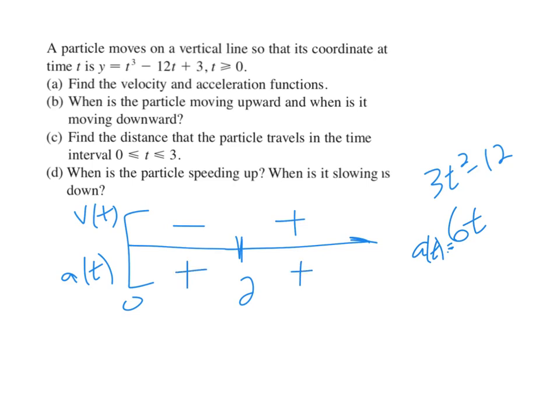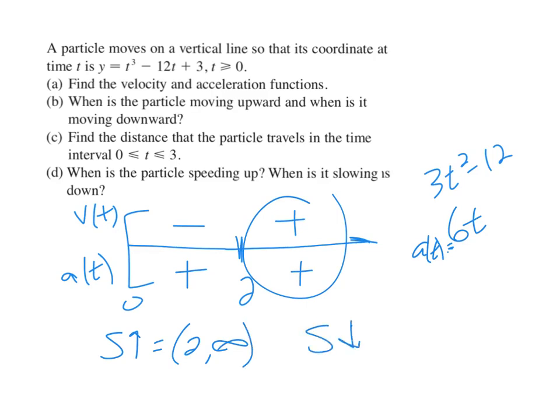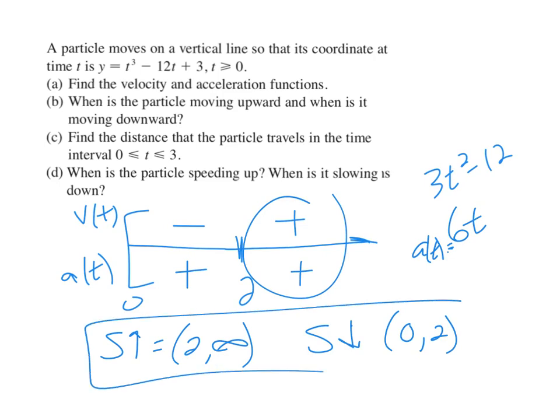And so when is it speeding up would be when they have the same signs. So speeding up would be from 2 to infinity. And when is it slowing down? That would be when they have opposite signs, so from 0 to 2. So hopefully you answered all 4 of those questions there, and with all the supported work.